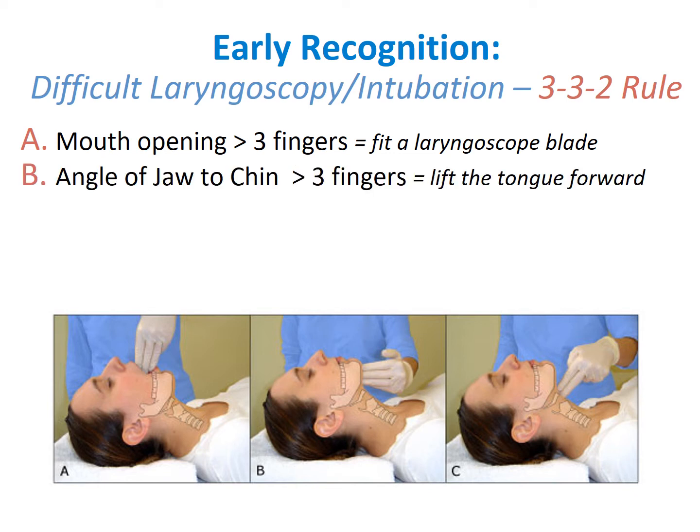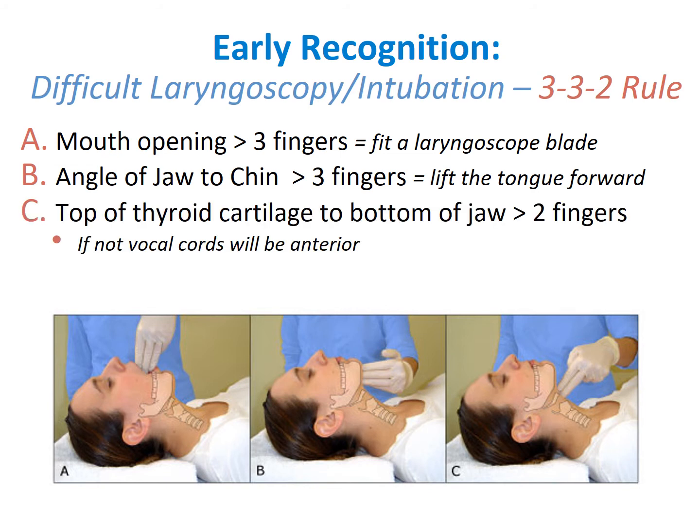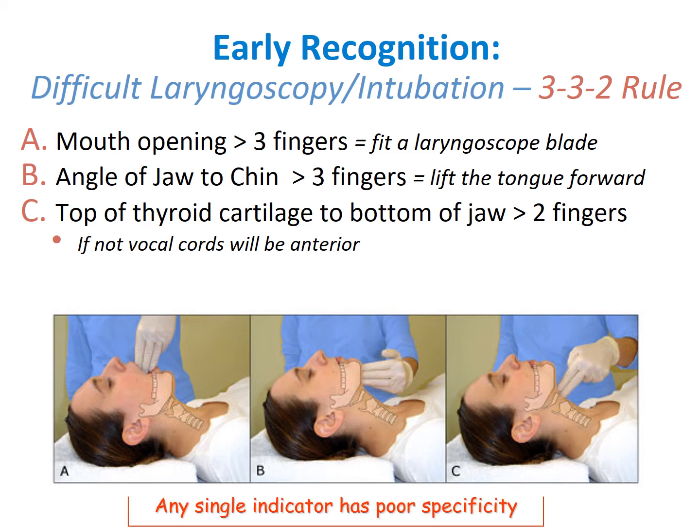Number B, which is the middle picture, we actually look at the angle of the jaw to the chin, and we want to be able to get 3 of our fingers in there because that's going to tell us how easy it's going to be to lift that tongue forward and up and out of the way. And number C is top of the thyroid cartilage to the bottom of the jaw, which should be more than 2 fingers. And if you can't do that, then that means that even if we're able to get the blade in and move the tongue out of the way, the larynx is going to be very anterior, which is difficult for us to actually visualize once we're able to do all of that.